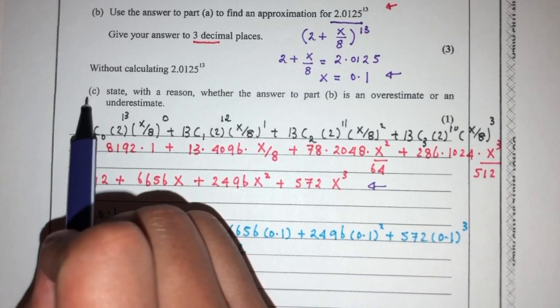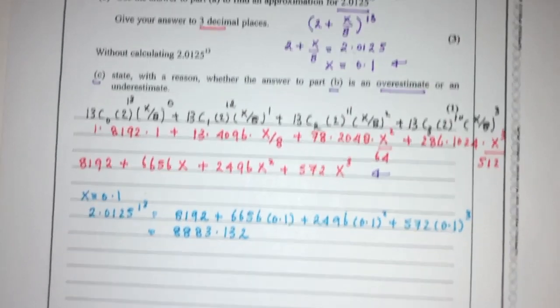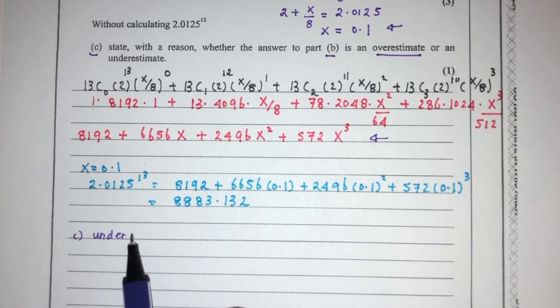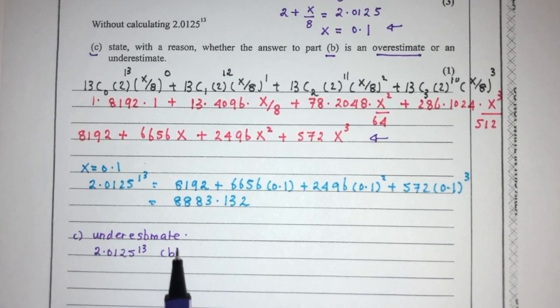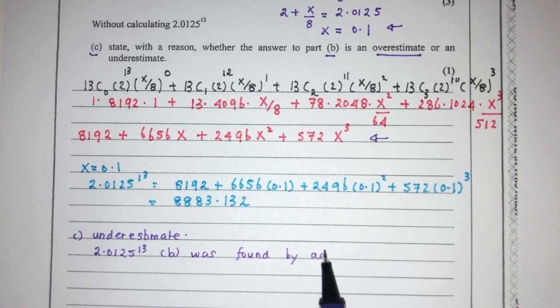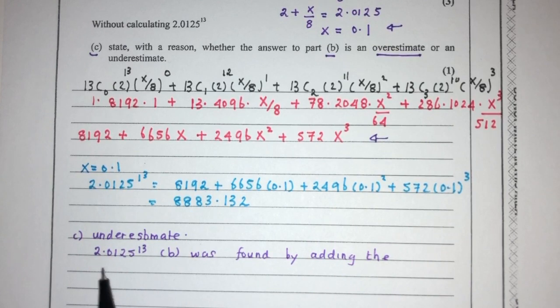So here we have to state with reason whether the answer from part B is an overestimate or an underestimate. As you can clearly see, it will be an underestimate. Because you can say that the value from part B was found by adding the first 4 terms of the expansion from part A.